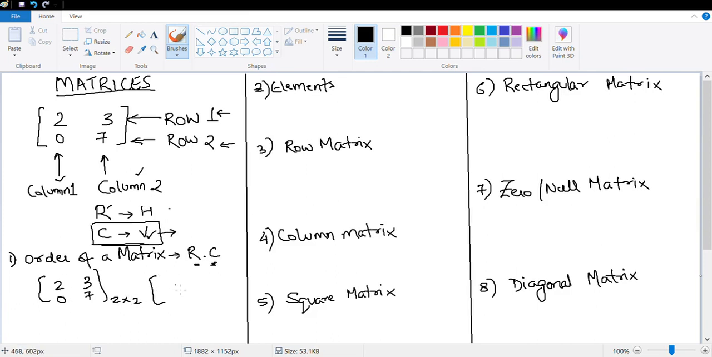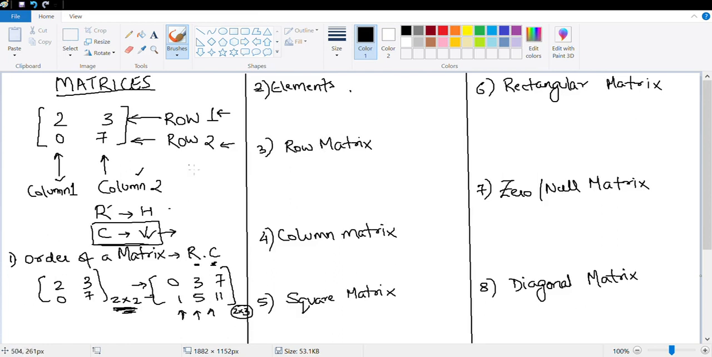Let's look at another matrix, 0, 3, 7, 1, 5, 11. How many rows does it have? 1 and 2. 2 multiplied with how many columns? 1, 2 and 3. So this is a 2 by 3 matrix. The order is usually written at the end as a subscript, or it can be given in the question as well.